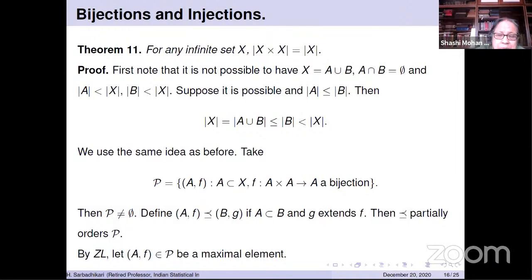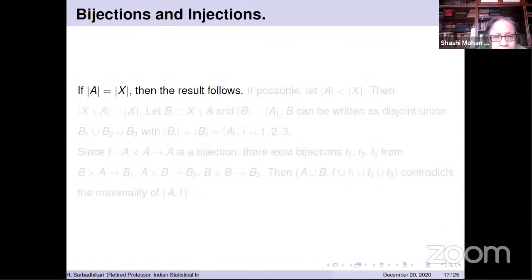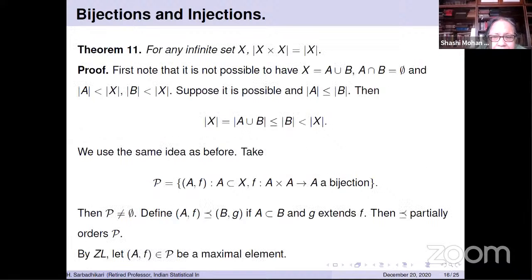This B confused people because I used B later on in the proof. So if you call it CK instead of BG, that will not matter. CK will be larger than AF if A is contained in C and K extends F. This is a partial order, and you can use Zorn's lemma on this because it satisfies the usual conditions, and get a maximal element AF.